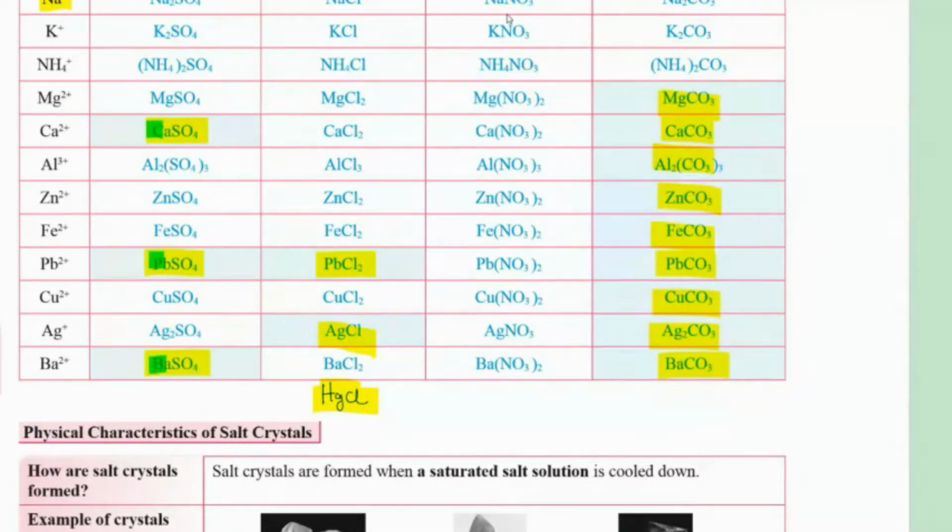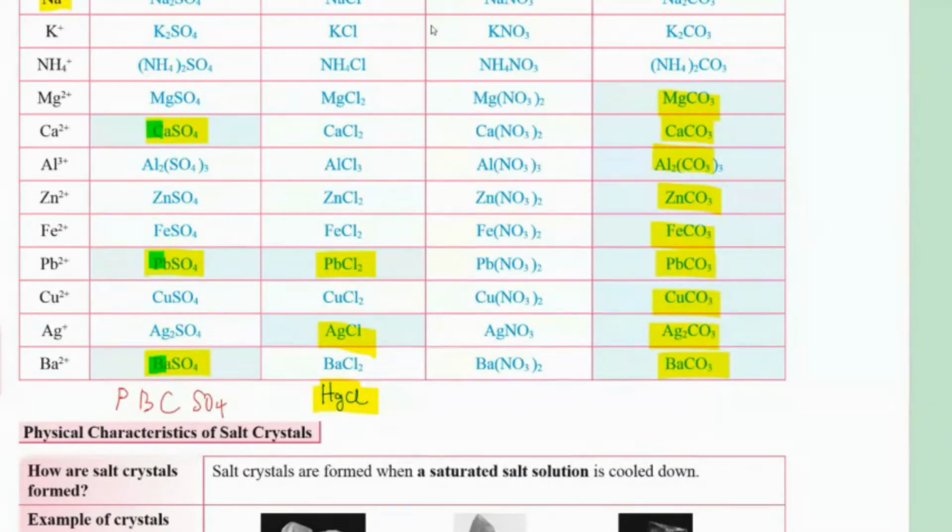For sulfate, I will put PBC, PBC. P is lead sulfate, B is barium sulfate, C is calcium sulfate. So these three are insoluble. Other sulfate salts are soluble.